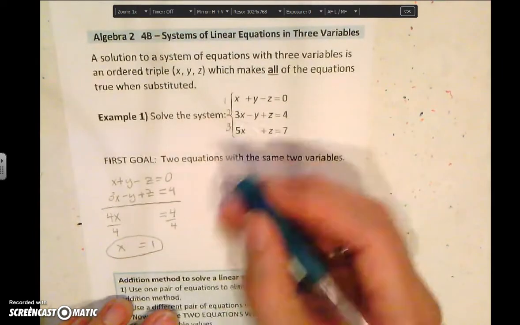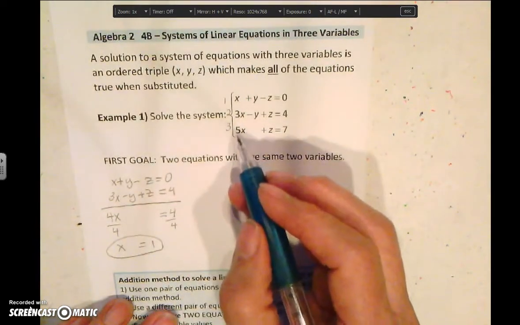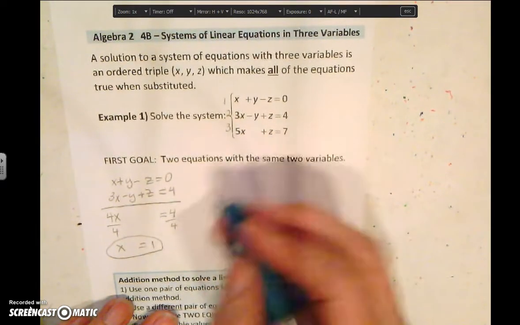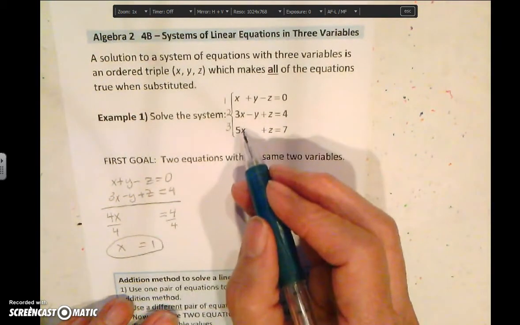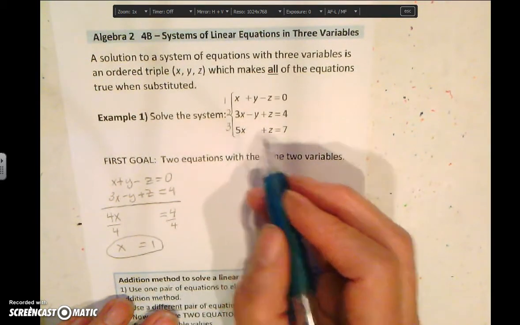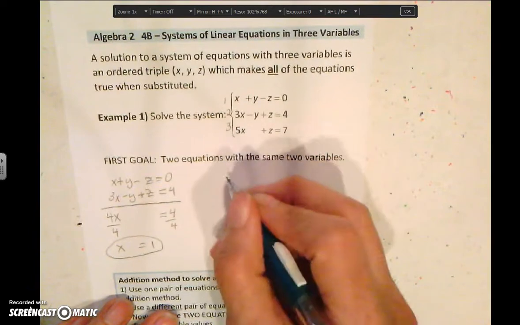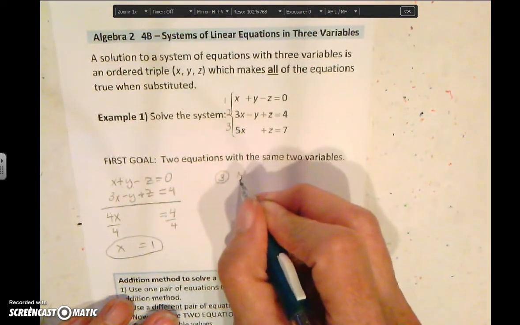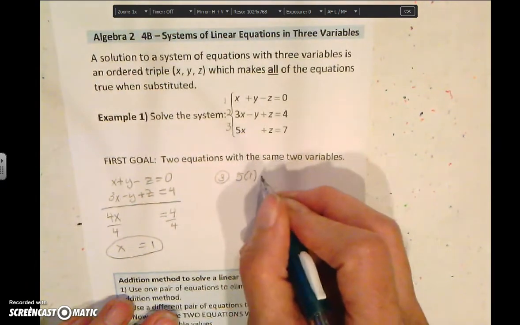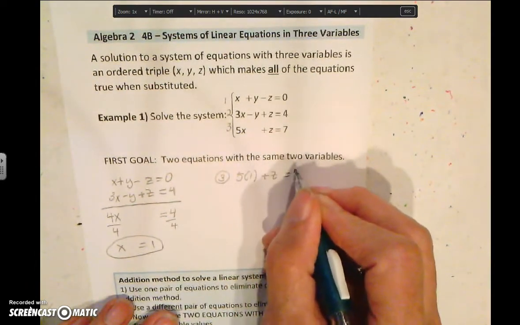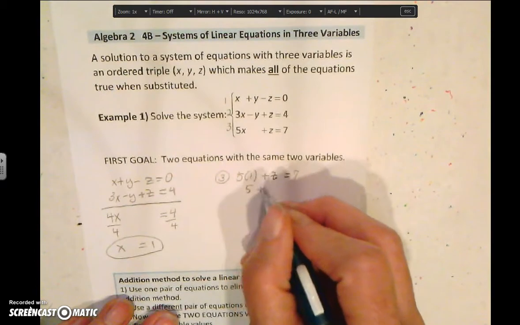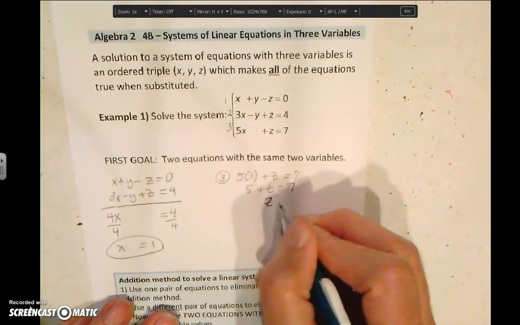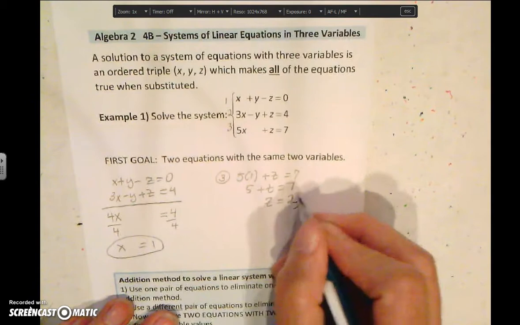Now I can go back to this equation that only has the 2 variables. If I place the x value of 1 in, I can figure out what z is equal to. So I'm going to substitute into equation 3, and I'm going to have 5 times 1 plus z is equal to 7. So 5 plus z is 7, and z is equal to 2.